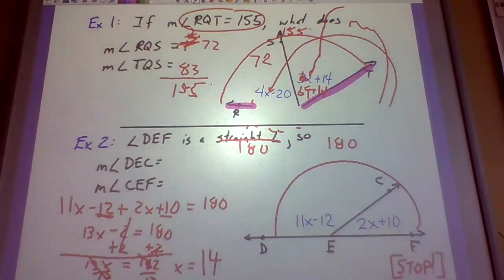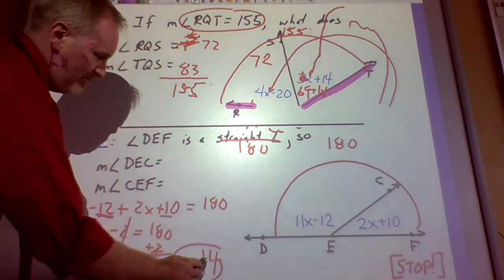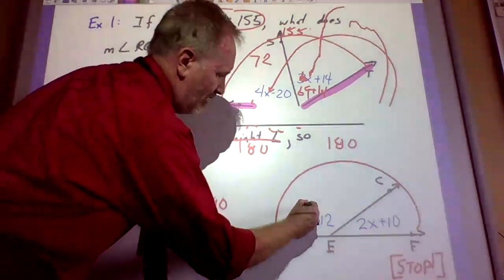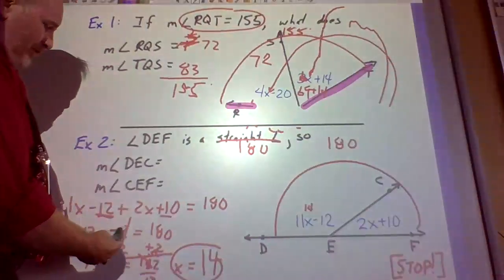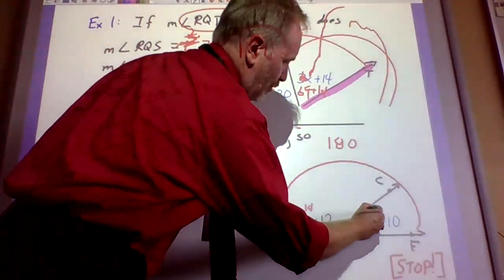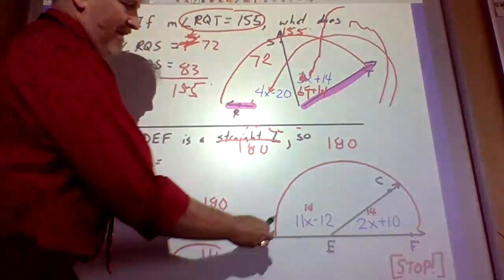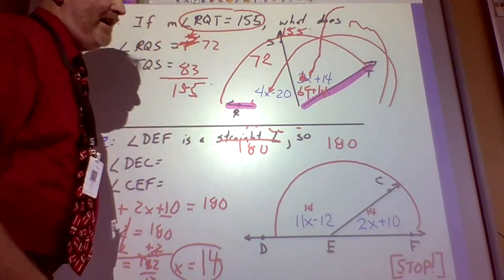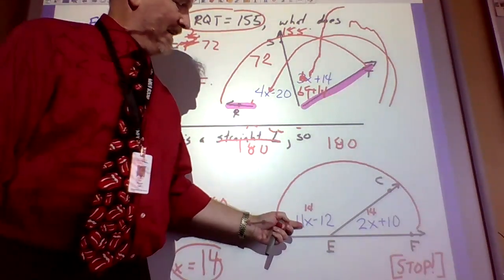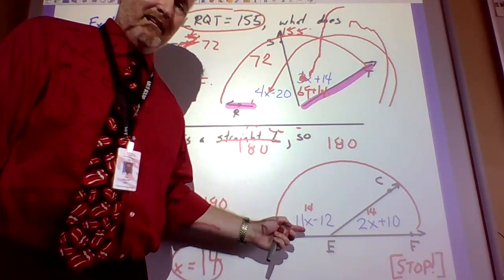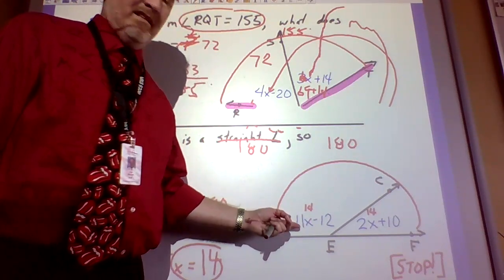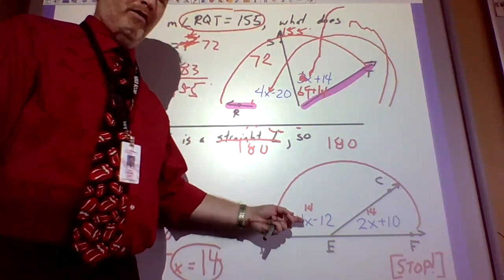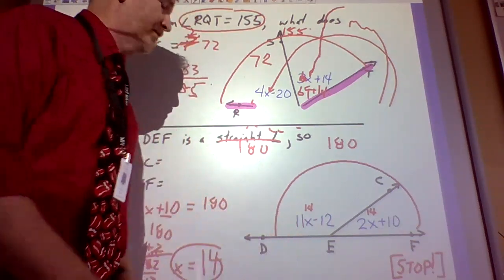Am I done? Absolutely not. I just found out what x equals. They want to know what the measure of DCE is, so I put a 14 right there. And they also want to know what the measure of CEF is, so I put a 14 right there. And this one, 11 times 14. You're going to do that without a calculator, Mr. Metcalfe? I am. Because everybody in here knows what 10 times 14 is. 10 times 14 is just 140. Since this is 11 times 14, I just need one more 14 on top of that. So 140 plus another 14 would be 154.